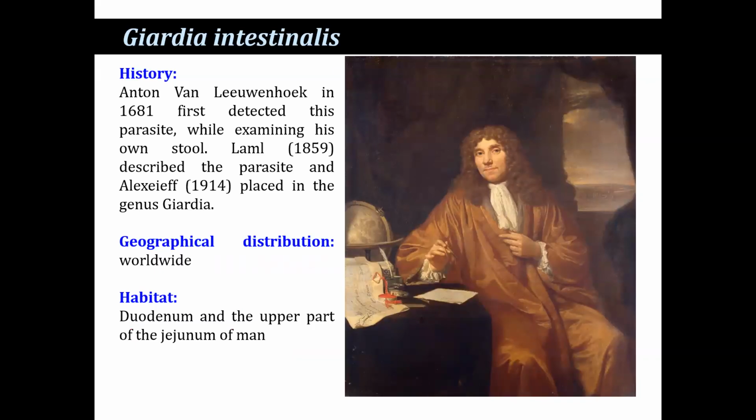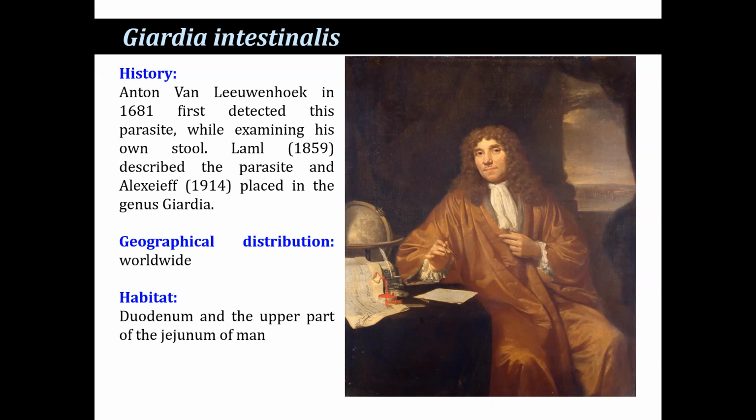Anton van Leeuwenhoek in the year 1681 first detected this parasite while examining his own stool. Next, Lambl in the year 1859 described the parasite, and Alexeieff in the year 1914 placed it under the genus Giardia.